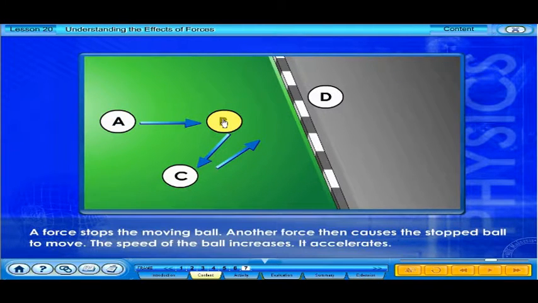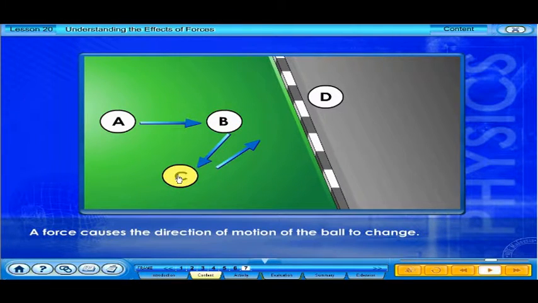A force stops the moving ball. Another force then causes the stopped ball to move. The speed of the ball increases. It accelerates. A force causes the direction of motion of the ball to change. A force causes the shape of the ball to change.